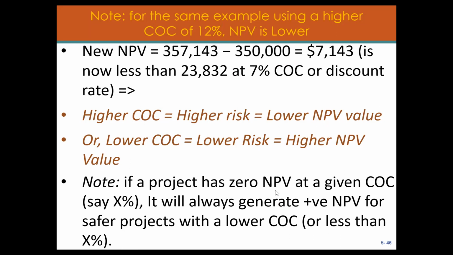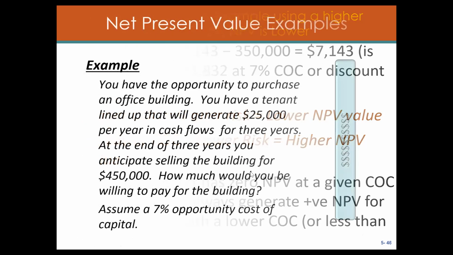Note that if a project has zero net present value at a given cost of capital, it will always generate a positive net present value for safer projects with lower cost of capital, or less than X%, whatever you are saying. Obviously, this makes sense, right? If it's a zero NPV at a certain level of R, then when you lower the R, what happens? NPV goes higher, it will become positive. This rule that we are talking about: if you lower the cost of capital, your NPV will become positive. The name of the game is to beat the cost of capital. You will always win that way.